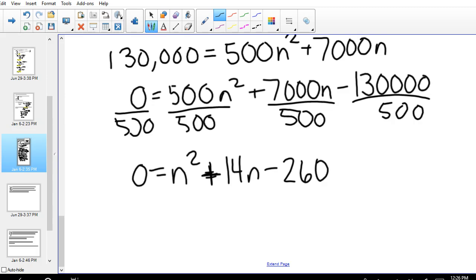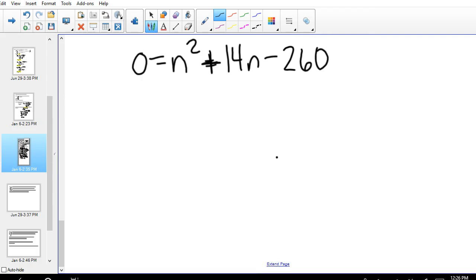This one will not factor. So let's just use the quadratic formula. Or you can complete the square. This one wouldn't be bad to complete. I'm going to complete the square. I like it better. So n squared plus 14n plus blank equals 260.